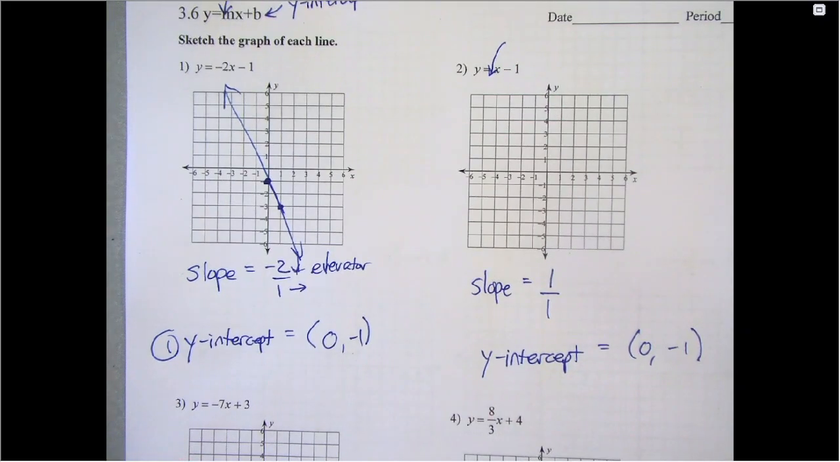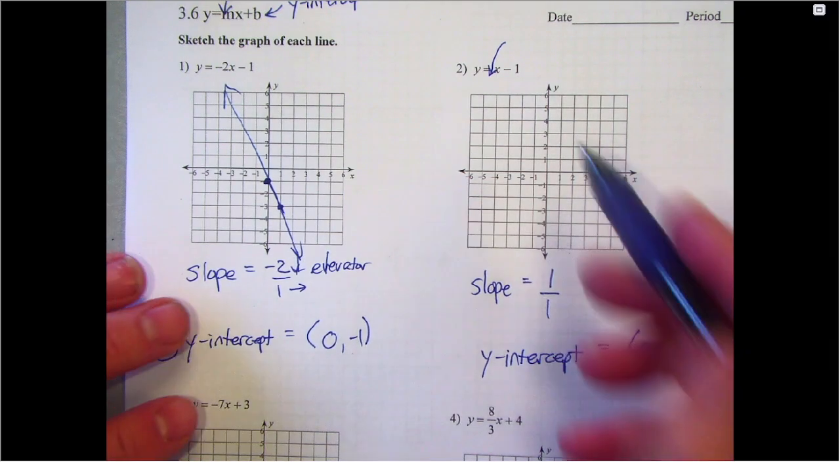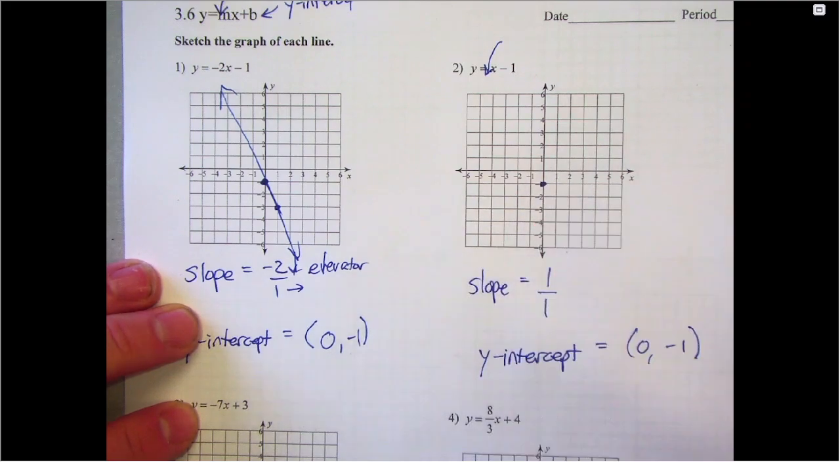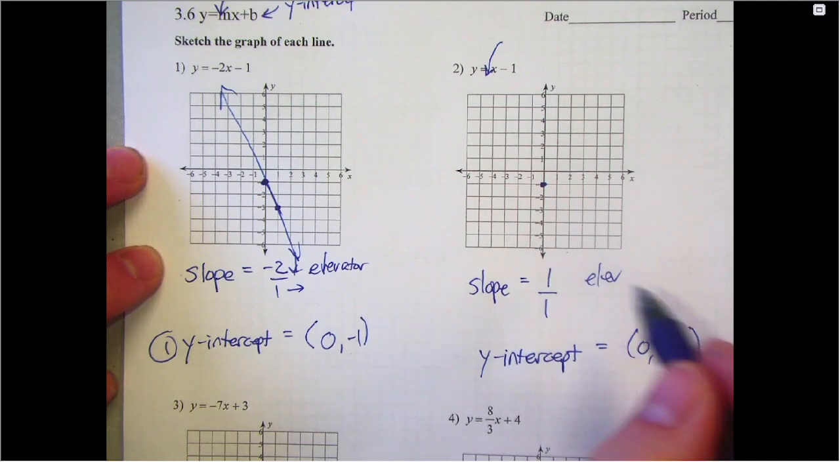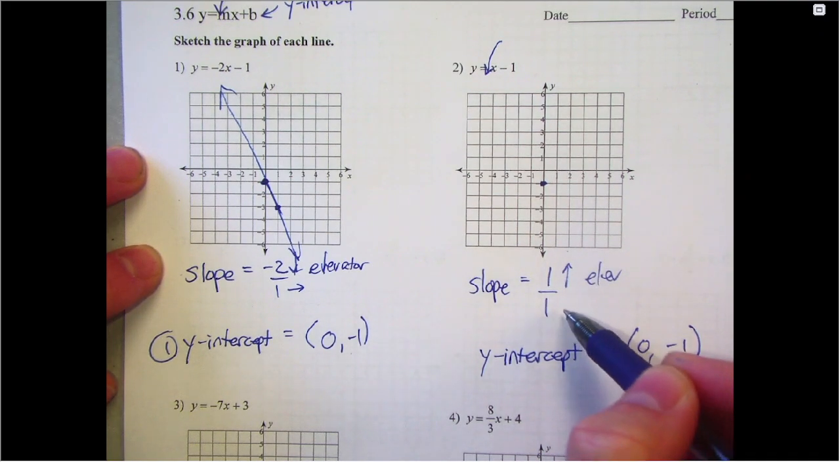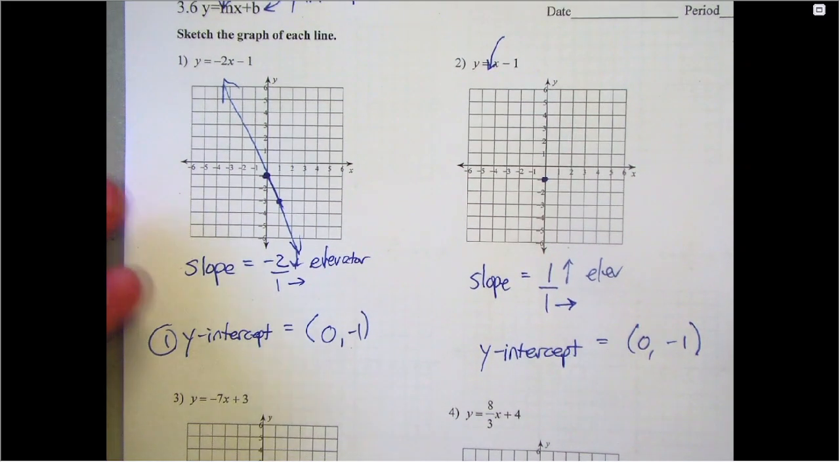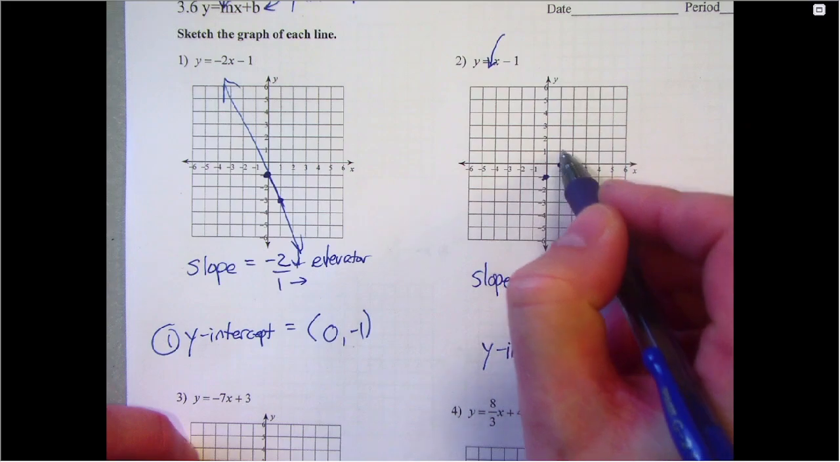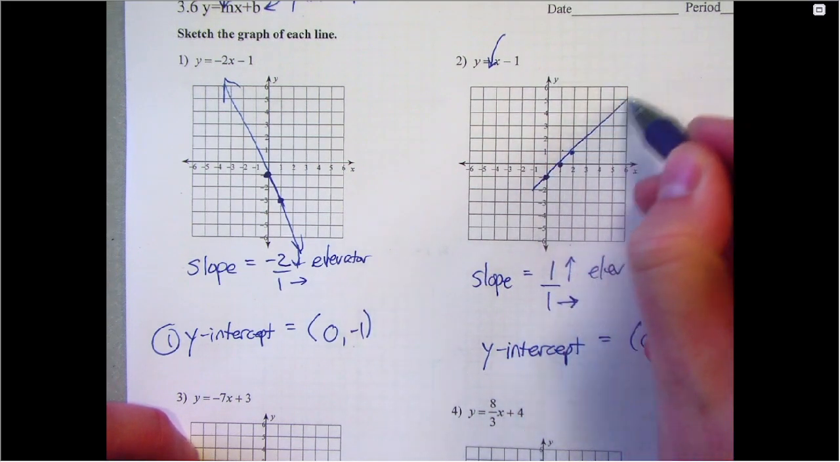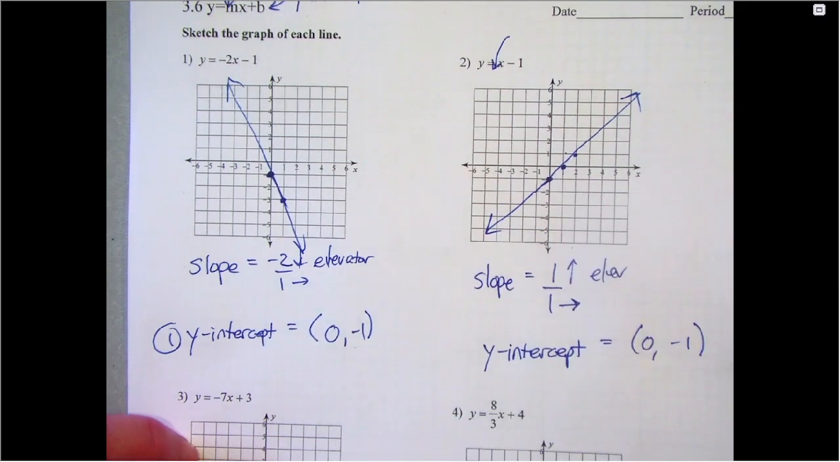You see where I'm getting those from? Then we just graph it. So our y-intercept is 0, -1, so put that on there to start. And then remember your top one's your elevator, so this means up 1. The bottom number is how much you run, that's positive, so we go right. So from this dot, we're just going to go up 1 over 1, put a dot. Up 1 over 1, put a dot. You can do as many as you want. And then connect.